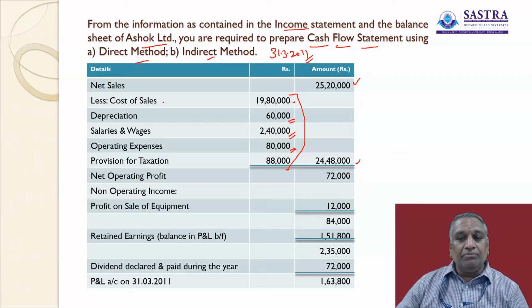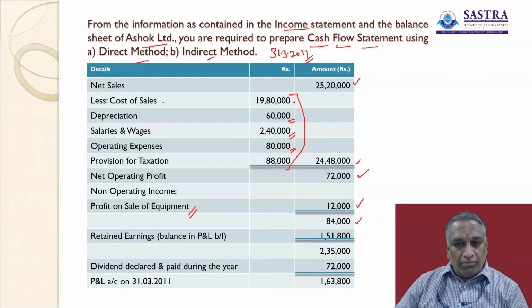And the difference between sales and total charges against sales is rupees 72,000, which the income statement claims as operating profit. And profit on sale of equipment, being non-operating income, is added to find the total profit. So profit on sale of equipment is not a source of revenue to the firm from its primary or principal business. Some of the old equipment was sold during the year, because of which the firm was able to make some money out of it, which is rupees 12,000. Anyway, the total profit of the firm becomes 84,000.